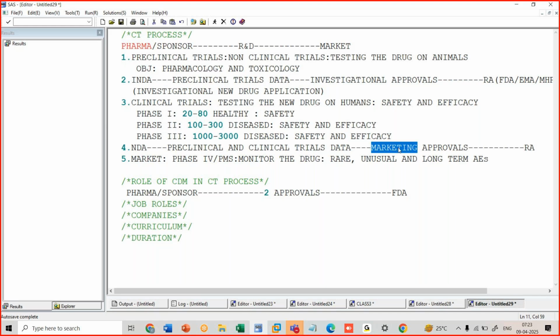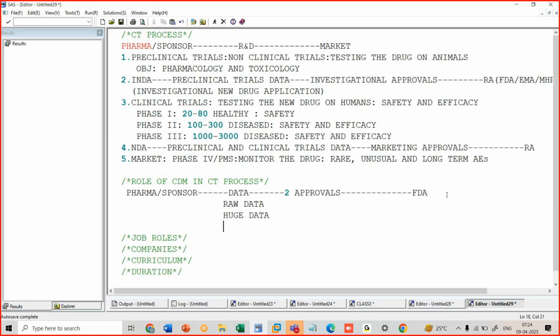For the two approvals, we should submit the data. But the thing is, this data is raw data. This data is huge. This data is non-standard. This data is complex data.